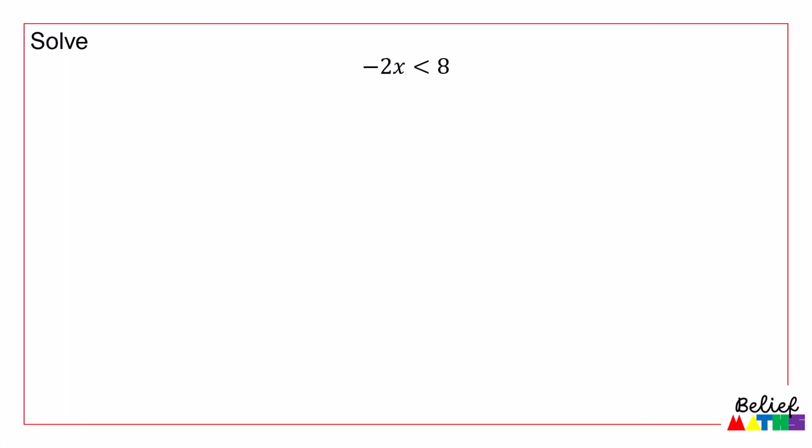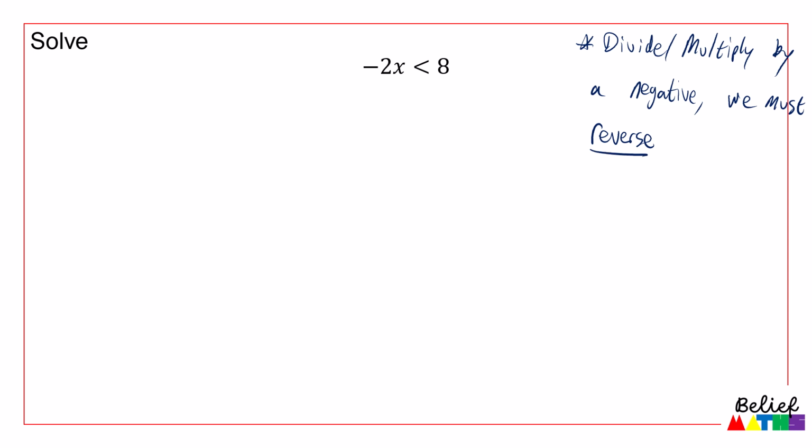Now this one looks very simple, and it is, but there's one little trick here that we have to remember. The key here is that when we divide or multiply by a negative, we must reverse the inequality.